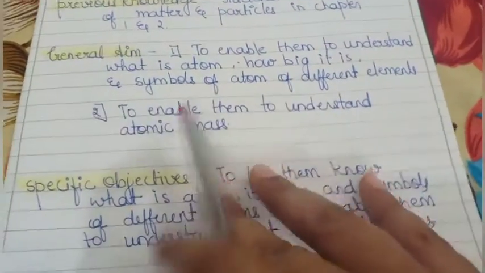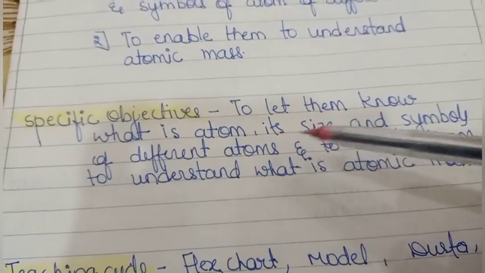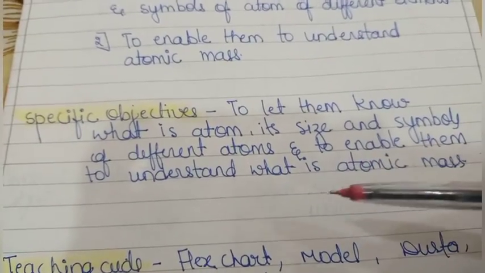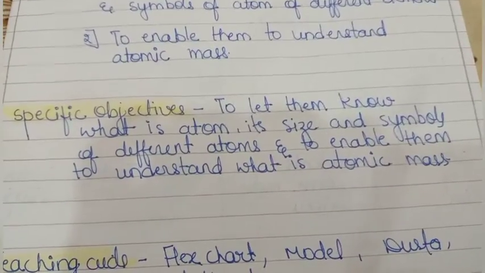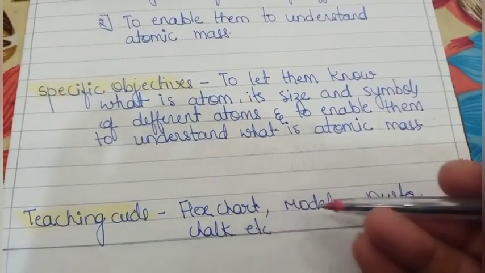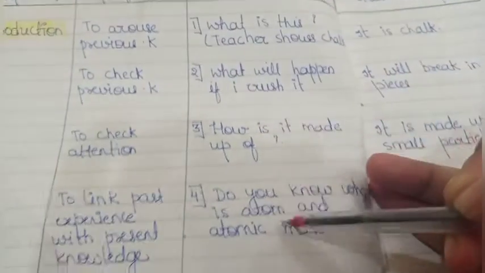Here you can see specific objectives: to let them know what is atom, its size and symbol of different atoms, and to enable them to understand what is atomic mass. And here you can see teaching aid. So we are going to use flex chart, model, duster, chalk for this lesson plan. Now here, as you can see, I have added 4 questions.